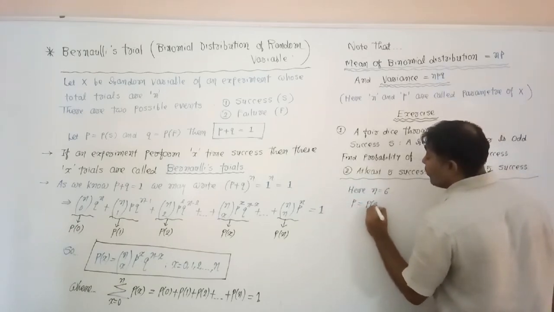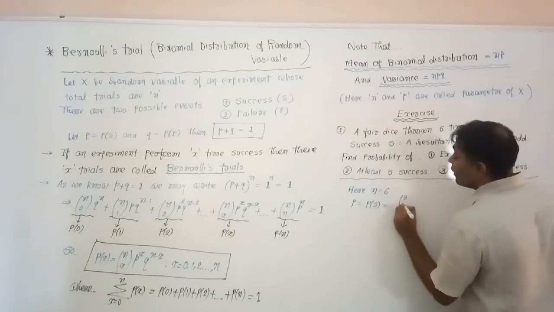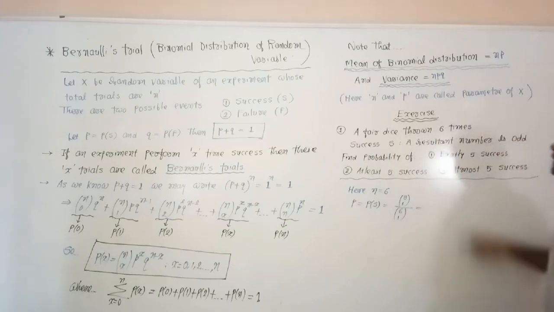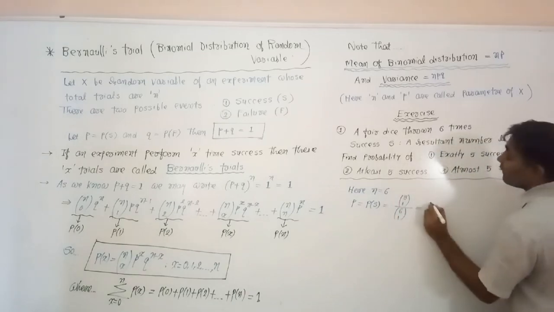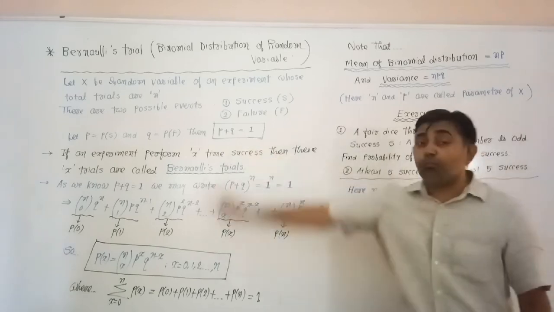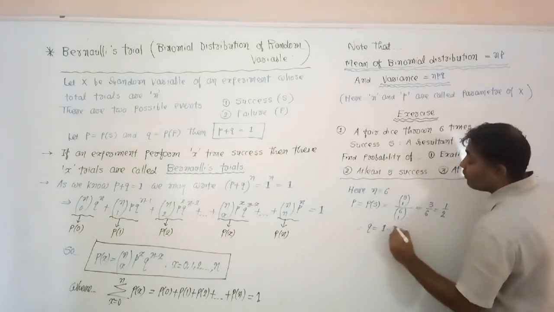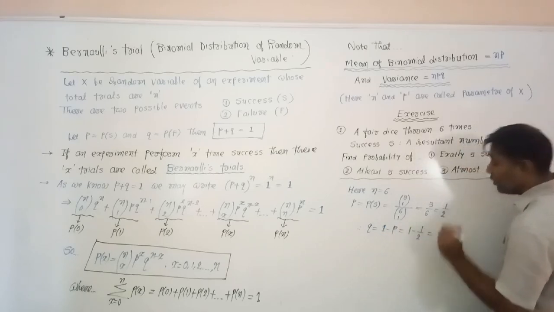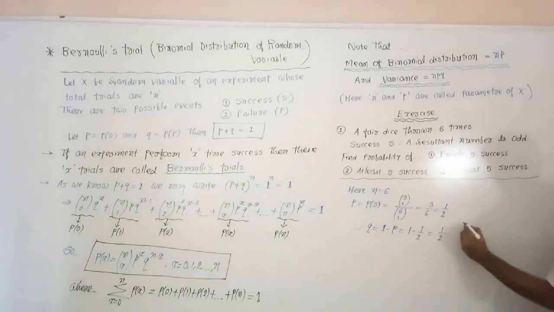p is the probability of getting success, and that is 3C1 upon 6C1. Why 3C1? I hope you understand that the odd numbers are 1, 3 and 5 in a die. So 3 by 6, that is 1 by 2. This is the probability of success, p. And therefore q is 1 minus p, that is 1 minus 1 by 2, which is 1 by 2. And now the first question, probability of success.